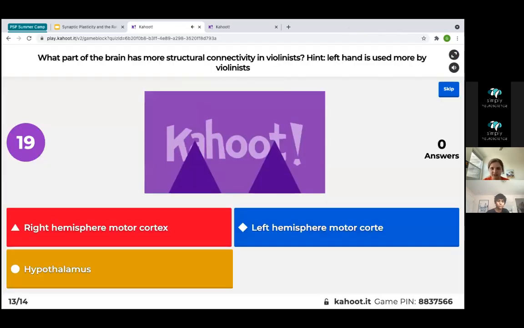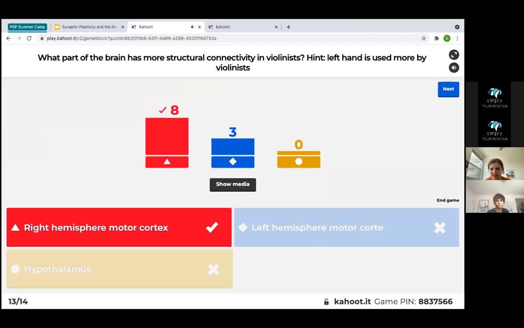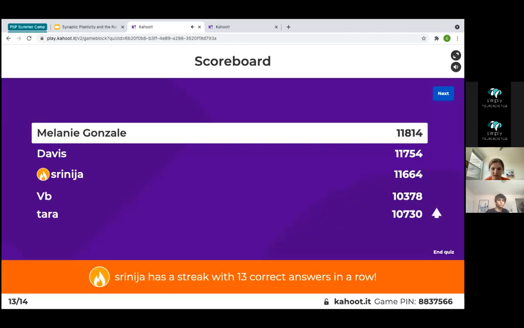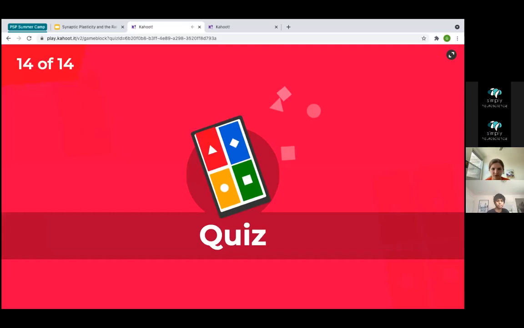All right, so what part of the brain has more structural connectivity in violinists? This was the case study that we did at the latter part of the presentation. Very nice, everyone. The right hemisphere motor cortex. Awesome. They're going to be moving around. Well, their fingers will be.